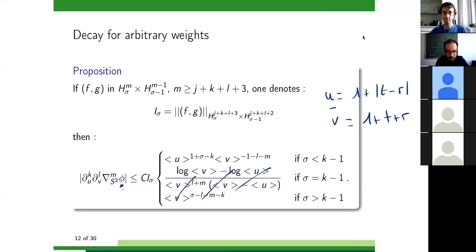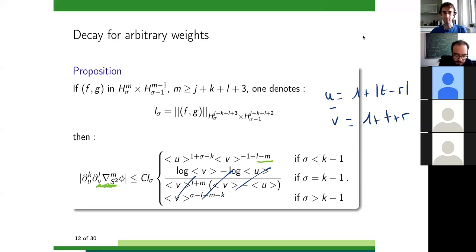Second aspect I told you about. Here, I'm having my favorite good derivative. Here, I'm having my good derivative. And the more I'm differentiating in the direction of the good derivative, the more decay I get in v.